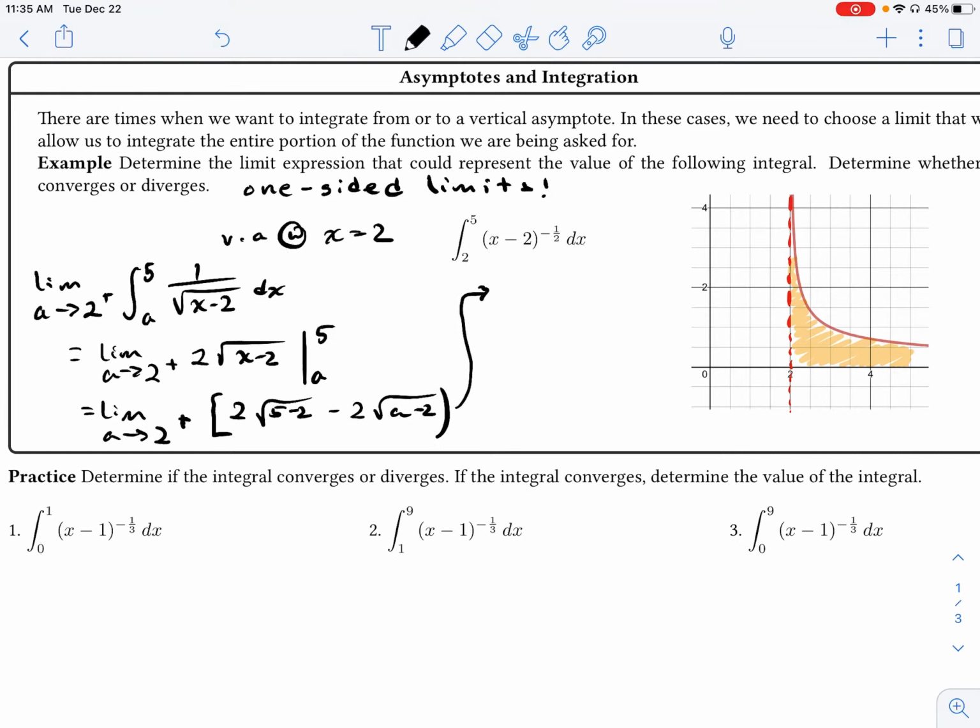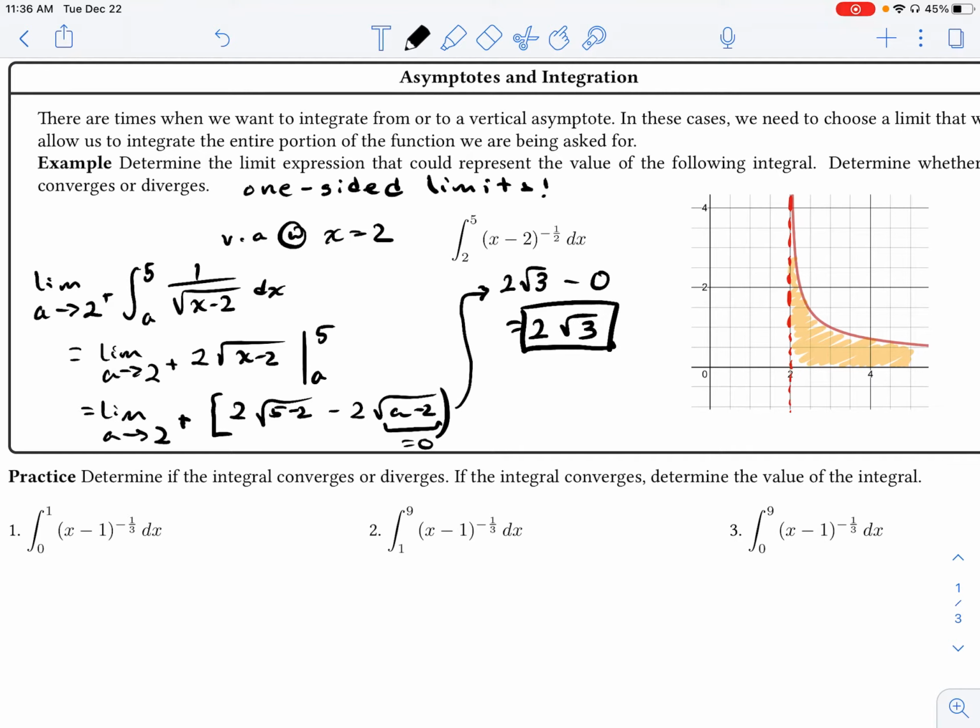Let's continue evaluating over here. If we plug in that 5, that just gives us 2 root 3. Nothing about that limit is going to affect that. Now let's evaluate the limit of negative 2 root a minus 2 as we approach 2 from the right. If we're approaching 2 from the right side, then a minus 2 gets closer and closer to 0, and anything times 0 is just 0. So that gives us minus 0, and this integral would be 2 root 3. The area we have shaded underneath this curve is 2 root 3. We can say that this improper integral converges to 2 root 3.